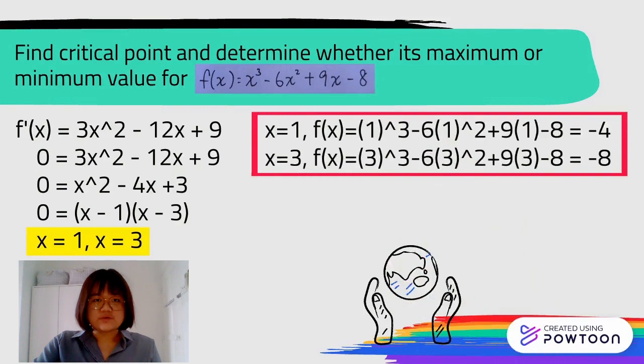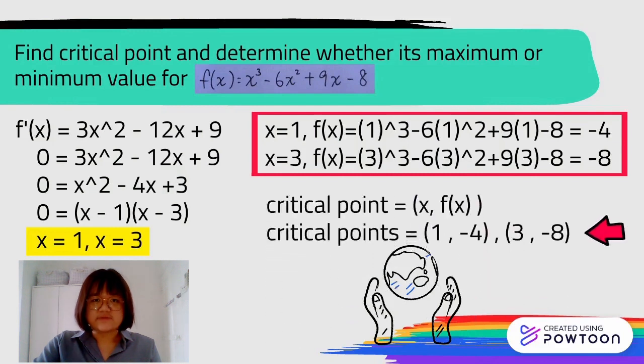When x is equal to 1, f of x will be negative 4. When x is equal to 3, f of x will be negative 8. So we can know that critical points of this function are (1, negative 4) and (3, negative 8).